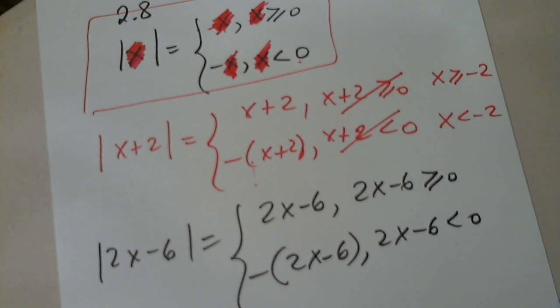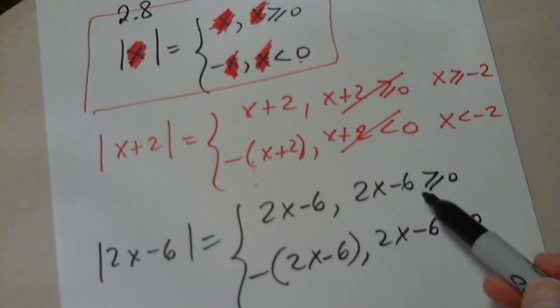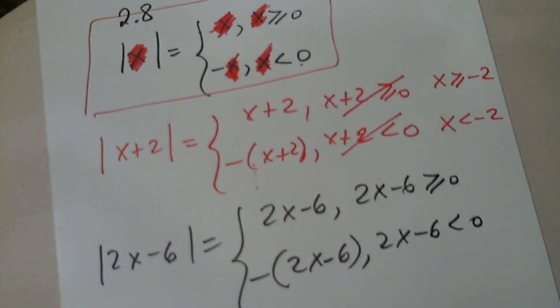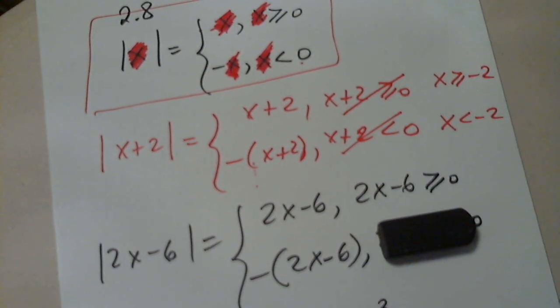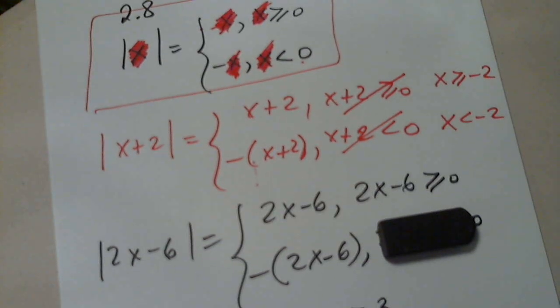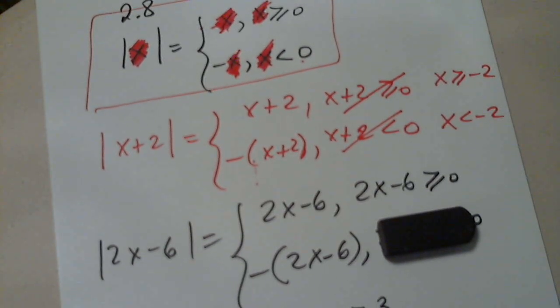I'm not going to leave it like this. I'm going to continue and write 2x minus 6. Move 6 and divide by 2: x greater than or equal to 3. And here I'm going to write negative 2x plus 6. Of course, I don't ever need to solve this. If this is greater than or equal to 3, the other one has to be the opposite. I only need to solve one inequality.